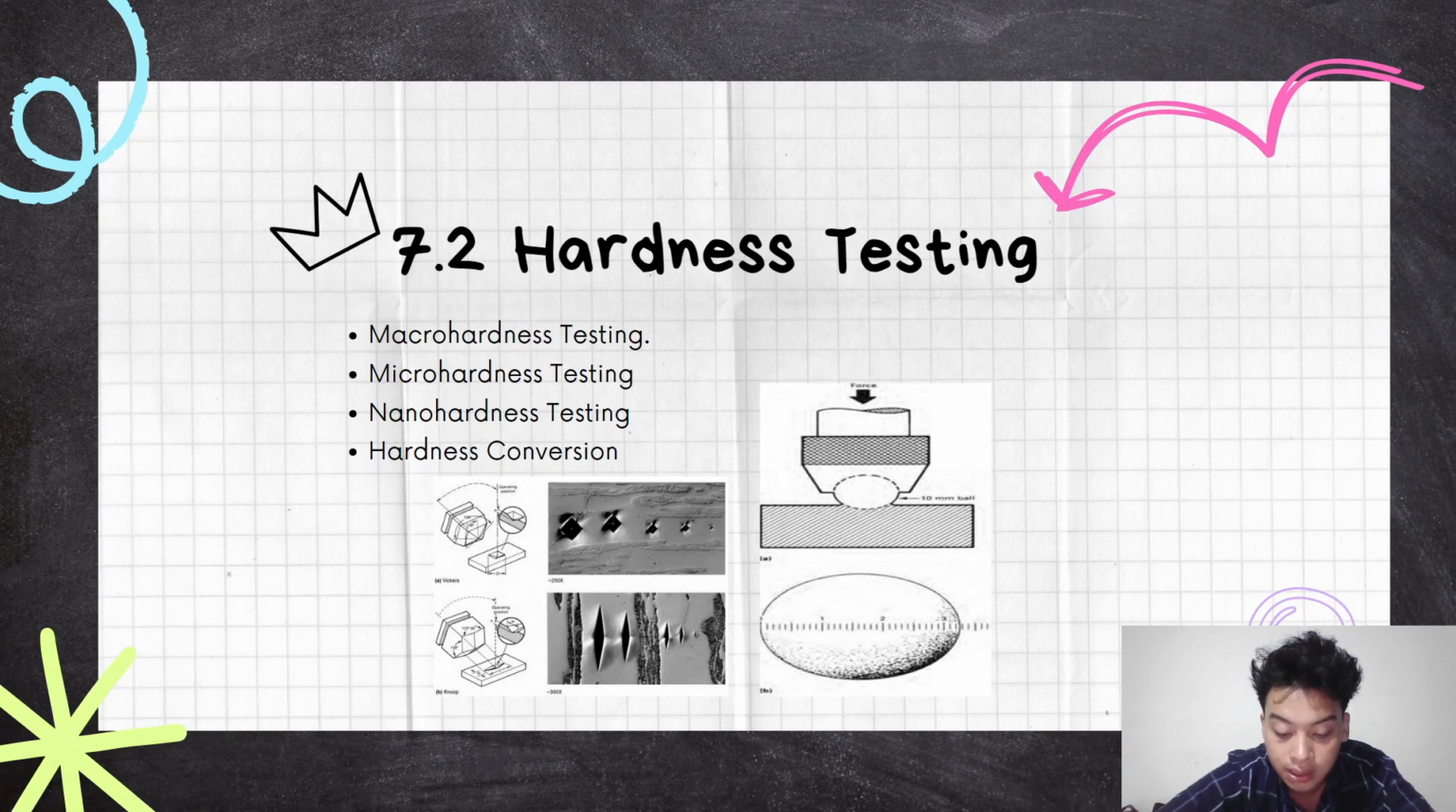Hardness tests may also be classified based on the magnitude of the indentation load. These tests are often grouped as macro hardness tests with indentation loads, and micro hardness with indentation loads.